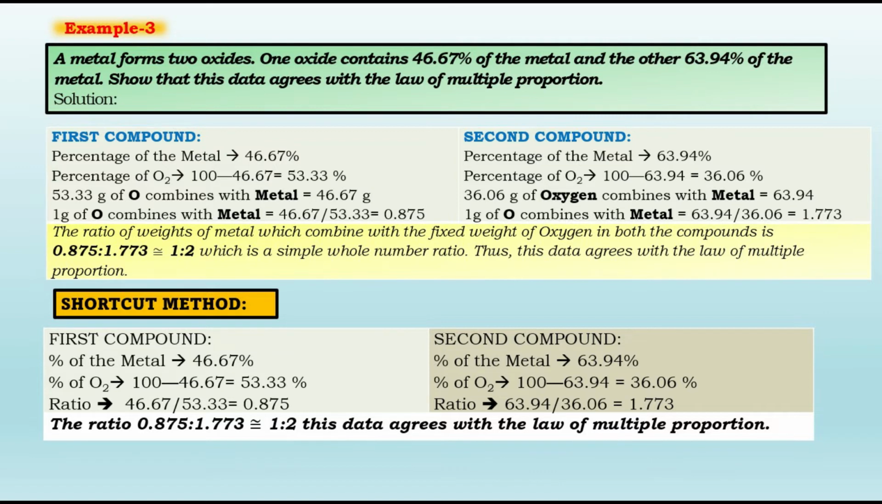Shortcut method. First compound, percentage of metal is equal to 46.67 percentage. Percentage of oxygen is equal to 100 minus 46.67, that is equal to 53.33 percentage. So ratio is equal to 46.67 divided by 53.33 is equal to 0.875.